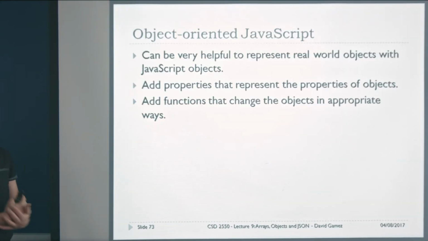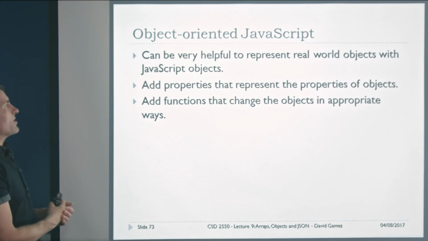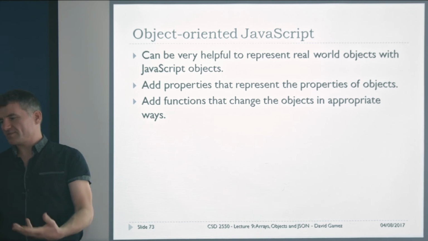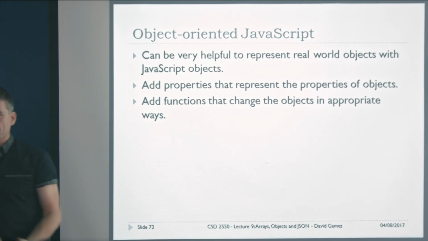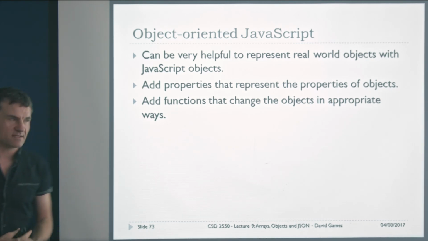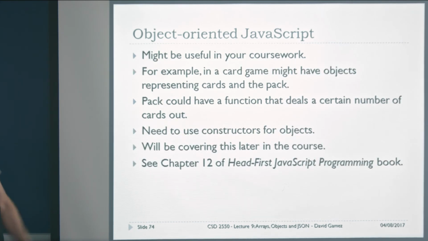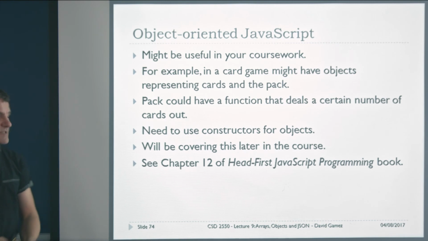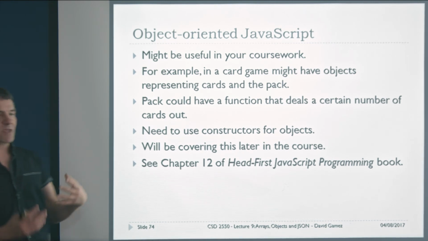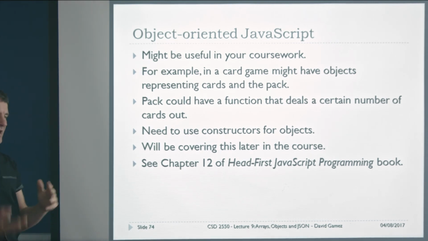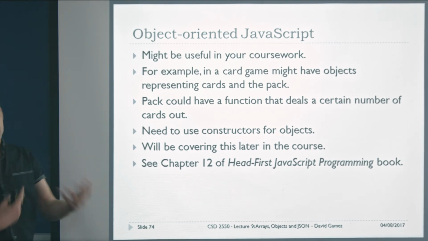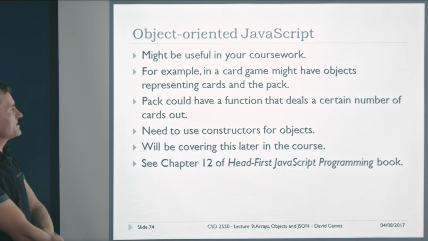So in general, it can be very helpful to represent real-world objects with JavaScript objects. So we add properties that represent the properties of the objects and functions that change the objects in appropriate ways. In your coursework, for example, if you're doing a card game in JavaScript as part of coursework 1, maybe you've got objects representing the cards in the pack, and then you can have a deal function and a shuffle function that do appropriate operations on the cards.